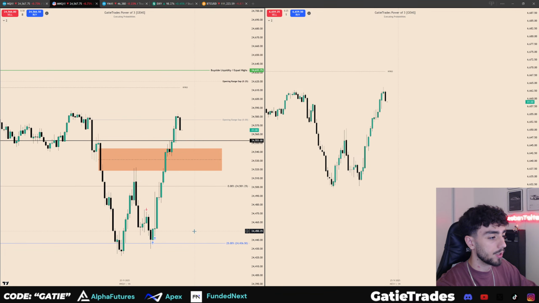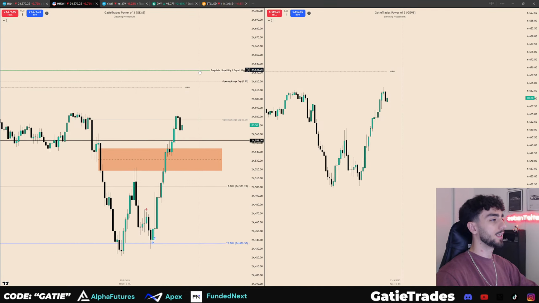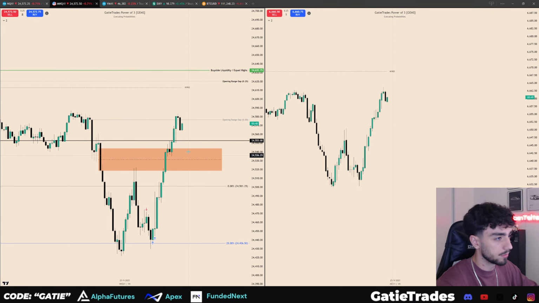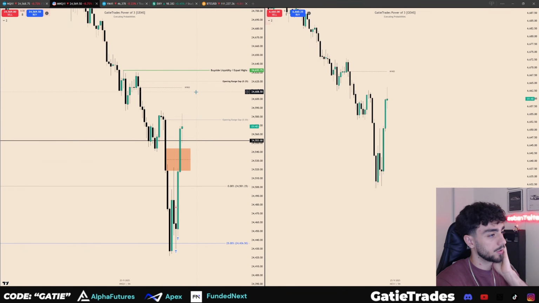So we can wait for a protraction model, ideally before we trade into 8:30 opening range gap 0.25 and the buy side. So hopefully we can get something like this. That would be like A plus probably. I don't think we're going to get it though. This looks pretty one-sided, but we'll see.